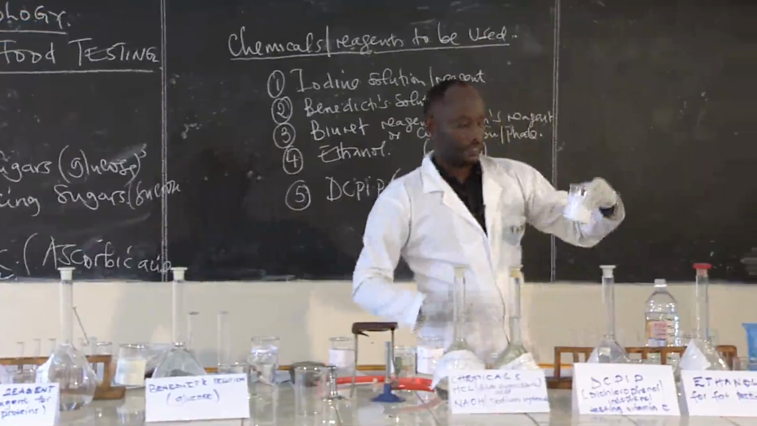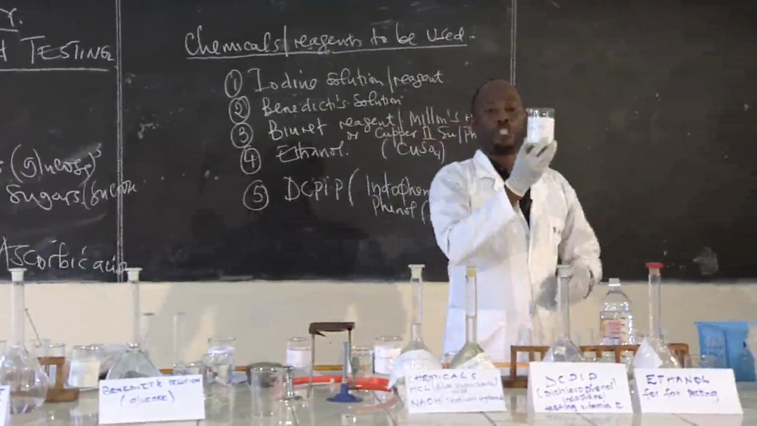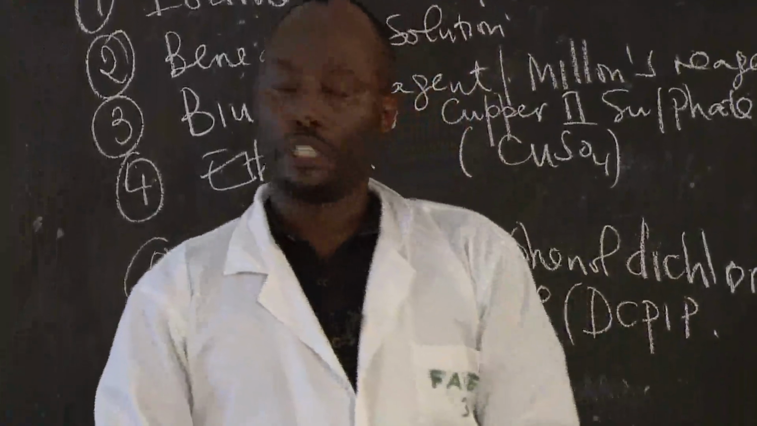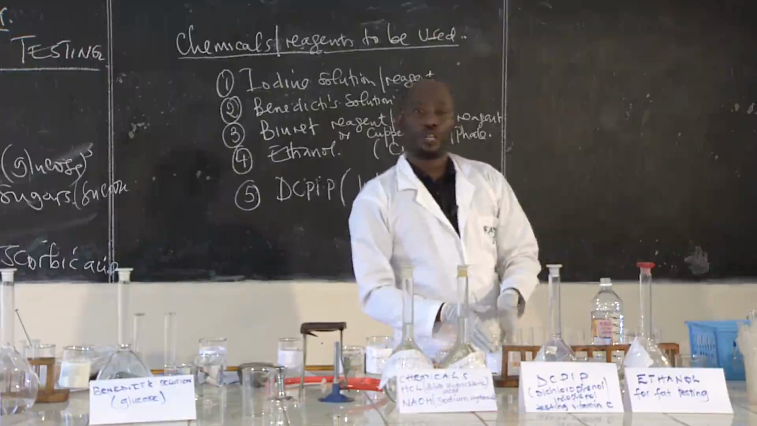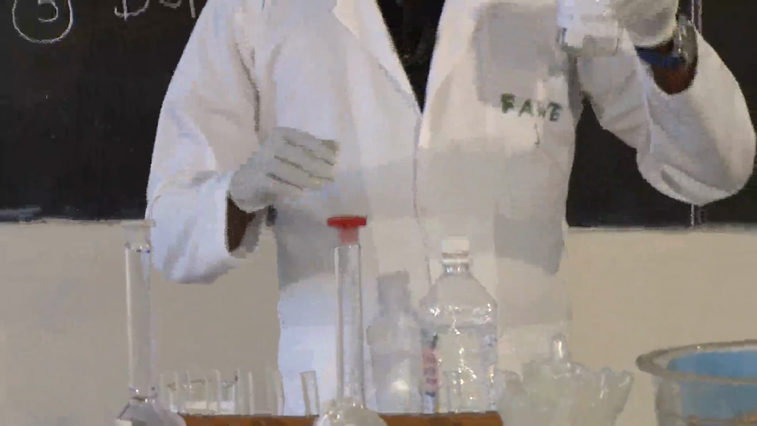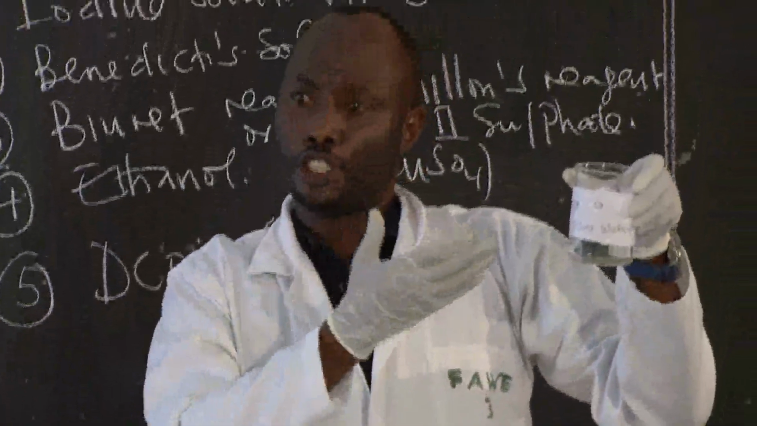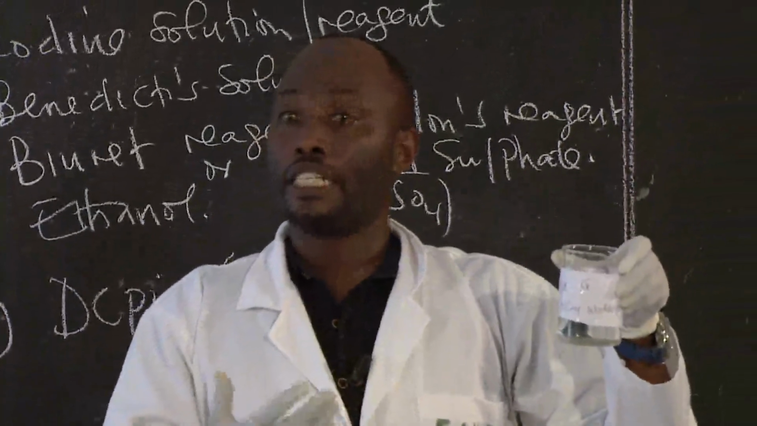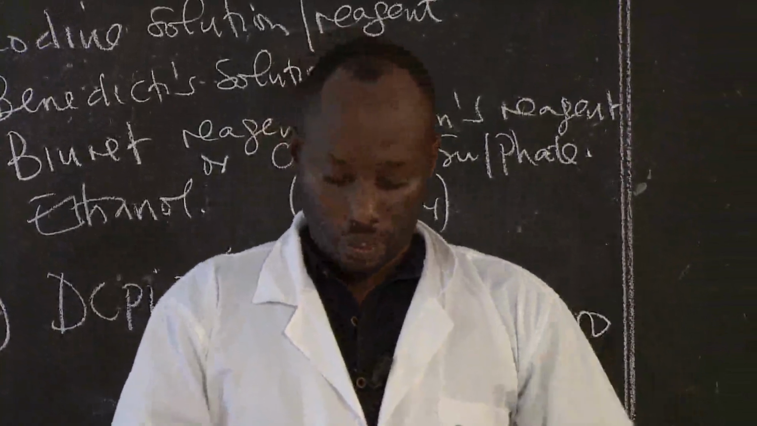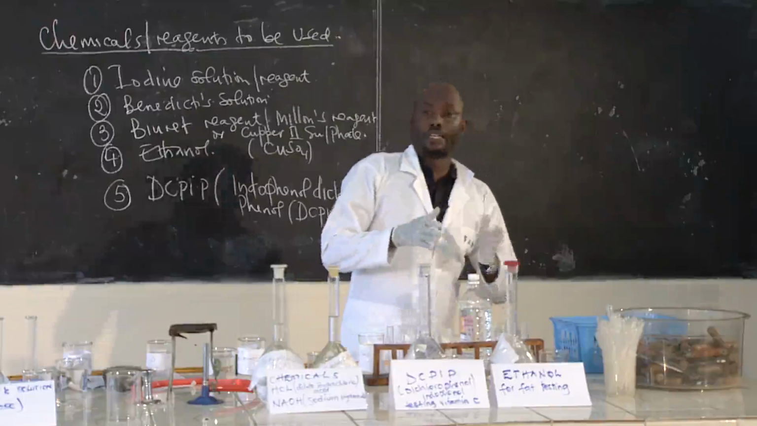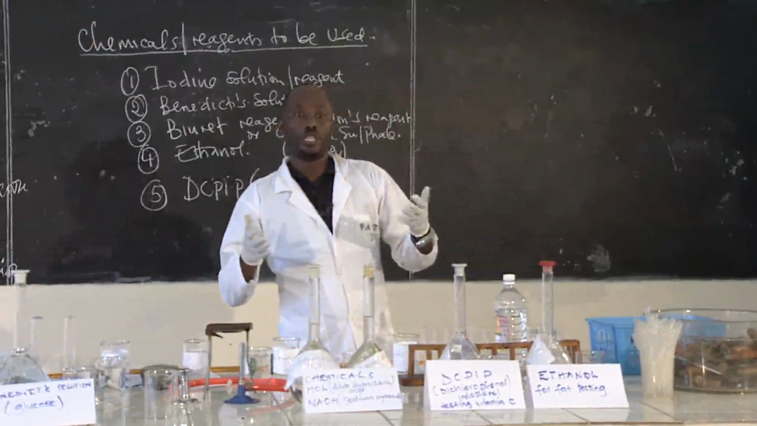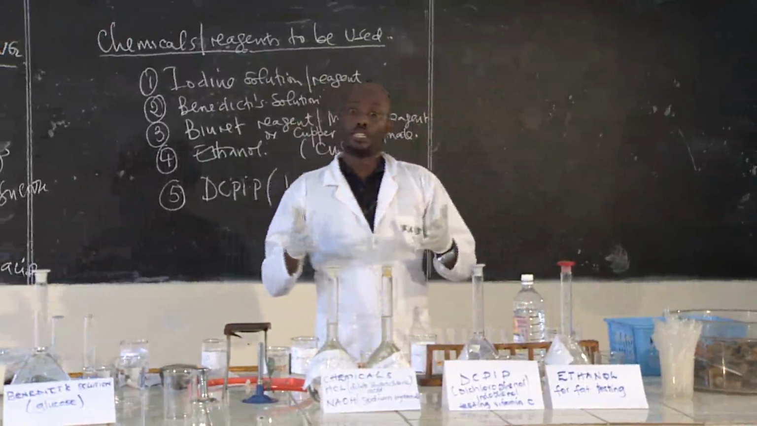I have sample F, which is made up of cooking oil. I'm going to test the presence of fats in cooking oil. I have sample G, distilled water. If I say distilled water, it means it is water without any impurities. And I can ask you, why do I have to use distilled water? I use distilled water acting as a control experiment.